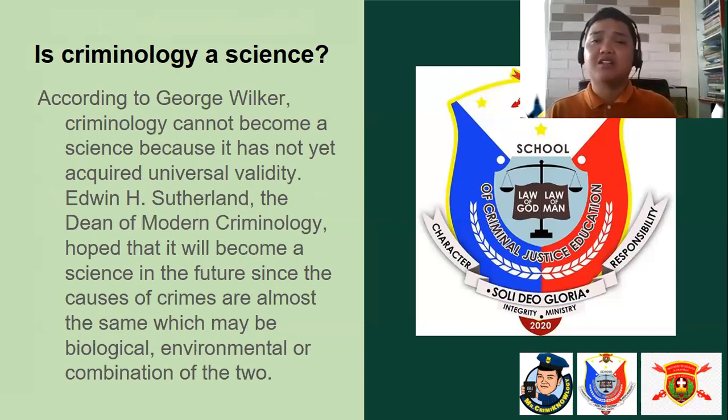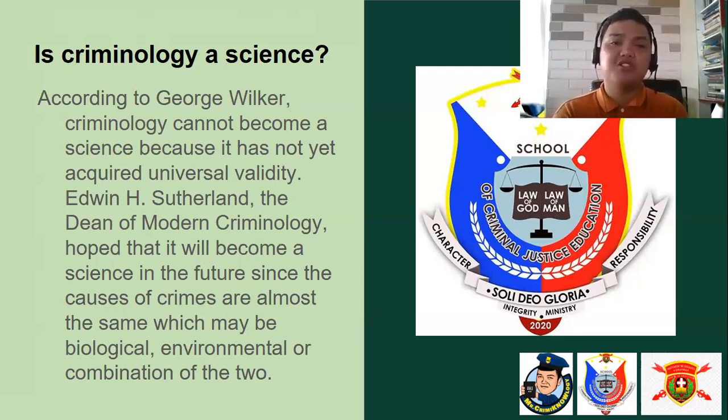The question is, is criminology a science? There is a man named George Wilker who said criminology cannot be a science because it has not yet acquired a universal validity. For him, criminology is not a science because there is no universal validity so that we can declare criminology as a science. While Edwin H. Sutherland, the dean of modern criminology, hoped that it will become a science in the future, since the causes of crime are almost the same, which may be biological, environmental, or a combination of the two. So during his time, he hoped that it will be a science in the future.